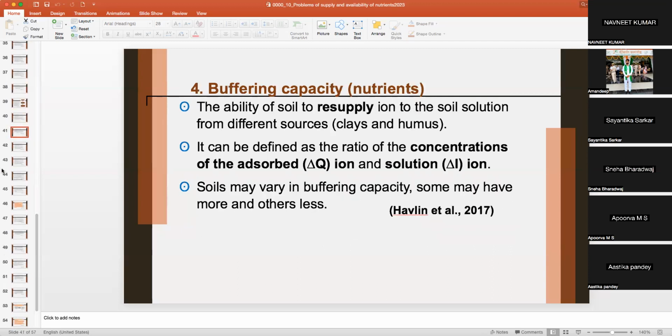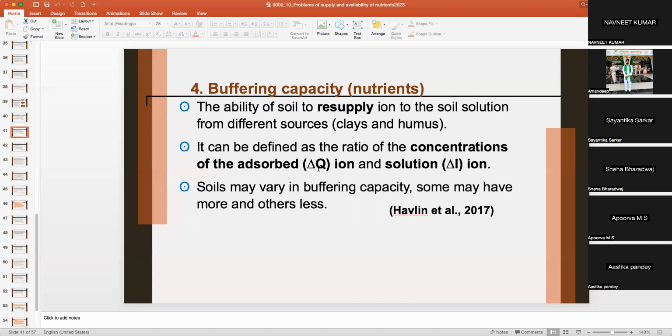Number 4 is buffering capacity, or ability of soil to supply nutrients into soil solution. It is the ability of soil to resupply ions to the soil solution from different sources, maybe clays or humus. It can be defined as the ratio of the concentration of the adsorbed ion, delta Q, and the solution ion, delta I. It means what proportion of ion is adsorbed on the cation exchange and what is there in the soil solution. So delta Q upon delta I.